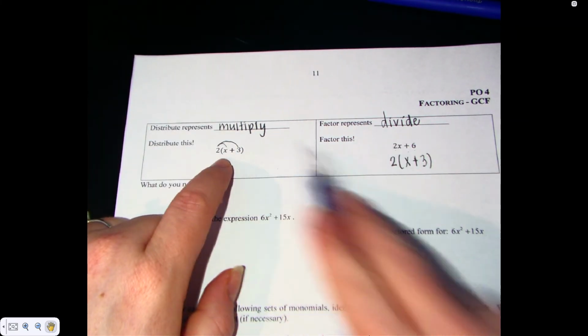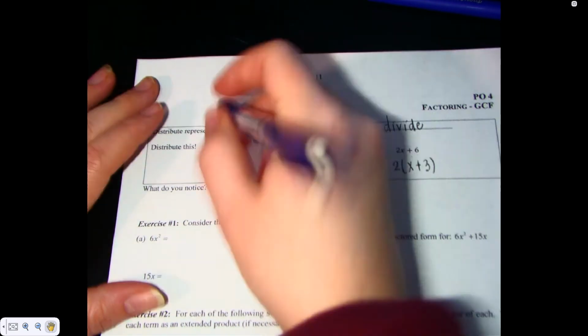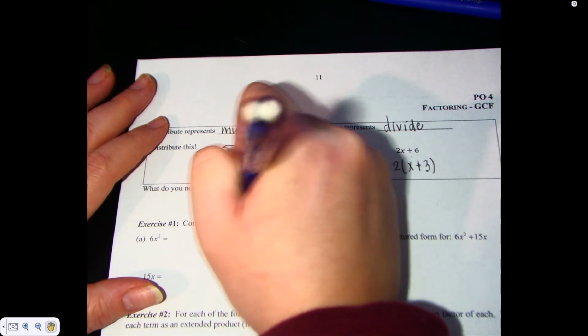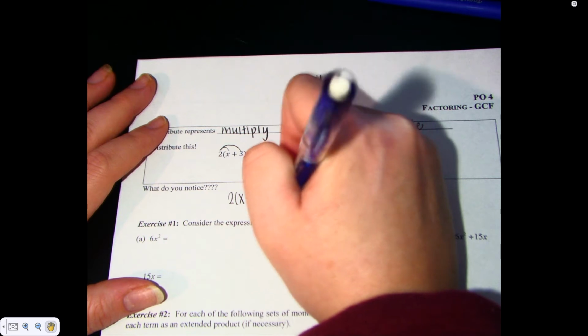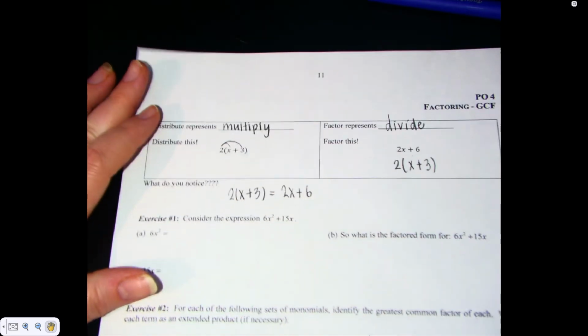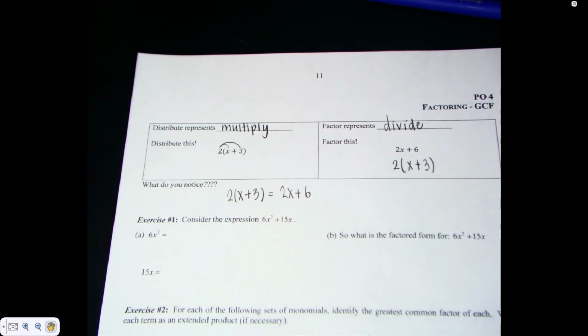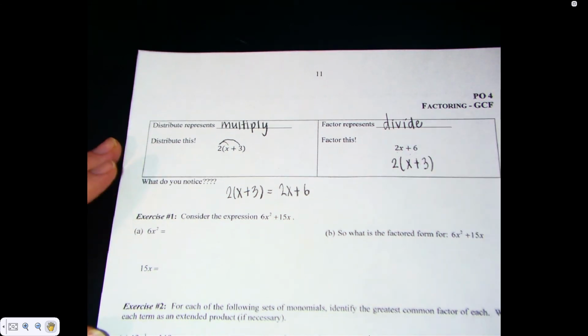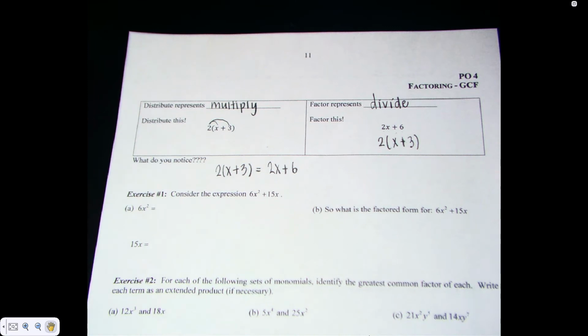So these two things equal, okay, so these two things are equivalent expressions. Okay, and what we're going to be working on today is GCF. You always want to try and pull out a GCF first.